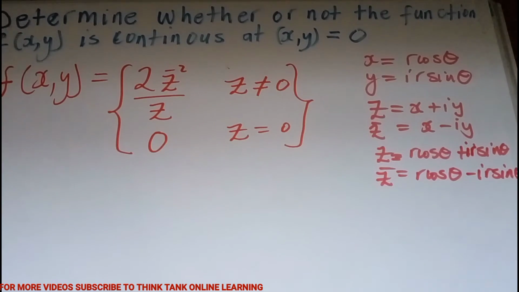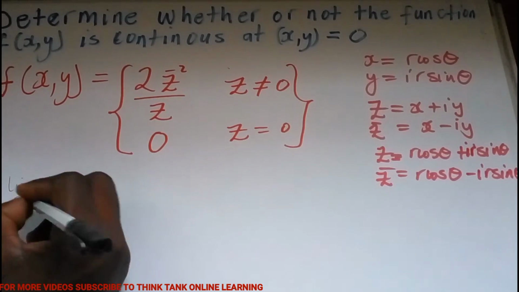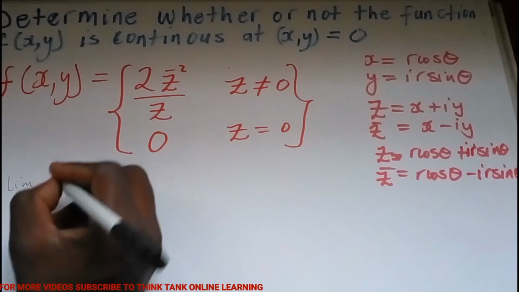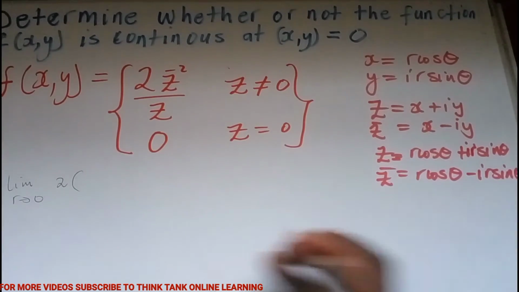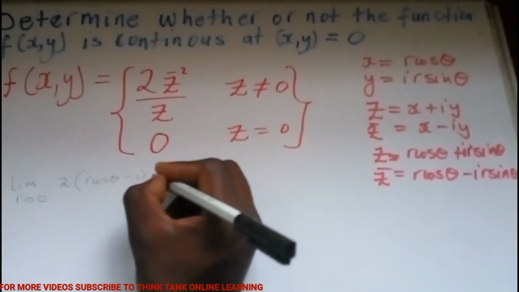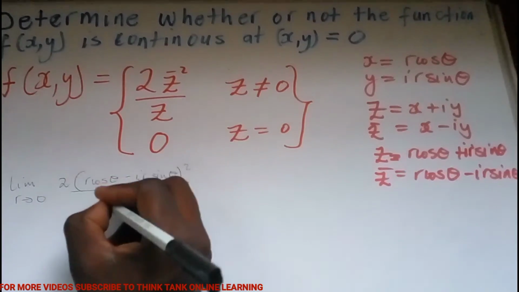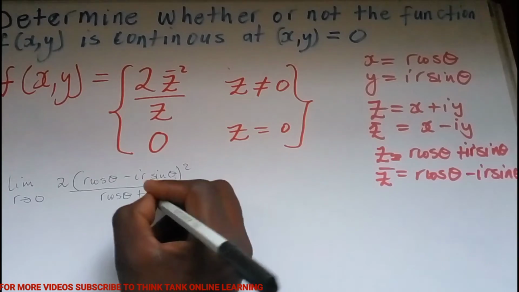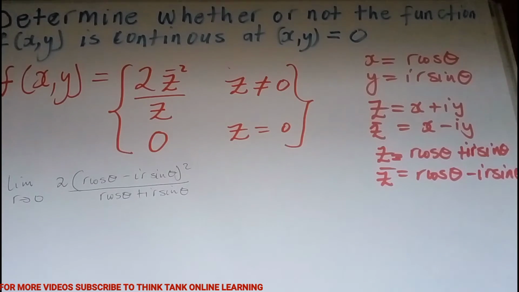Okay, so I'm going to use a pen, because if I use a marker I'll run out of space. So what we're going to do, I'm going to say limit as r approaches 0 of, instead of writing z conjugate squared, I'm going to say (r cos theta minus i r sine theta) squared over r cos theta plus i r sine theta. And what I want to do is rationalize.